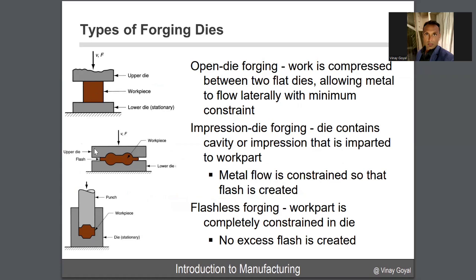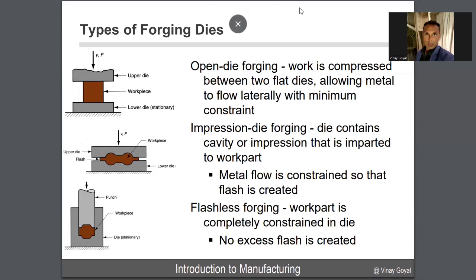In impression die forging, each side of the die has a shape. As I push that die against the part, I'm able to achieve a shape. In this case, the metal flow is constrained, and so a flash gets created due to that. Now here you get a flashless forging. The work part is completely constrained in the die, so in this case there's no excess flash created. Everything is contained in here very carefully.